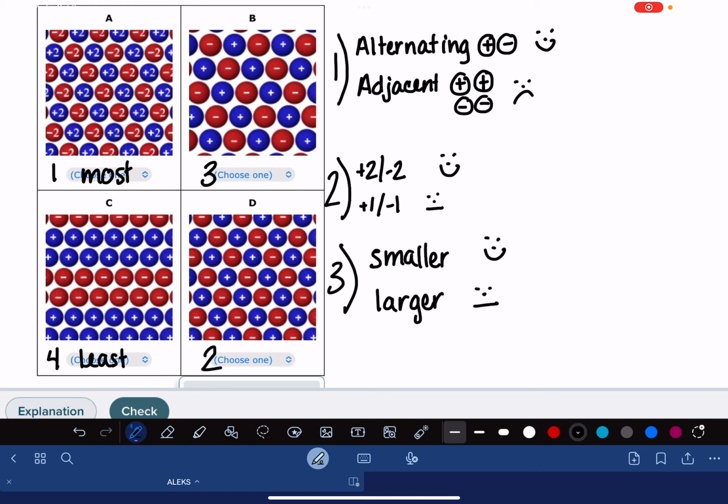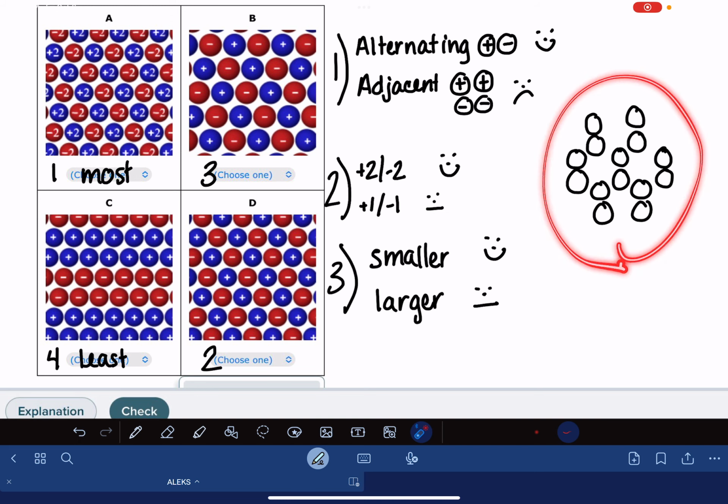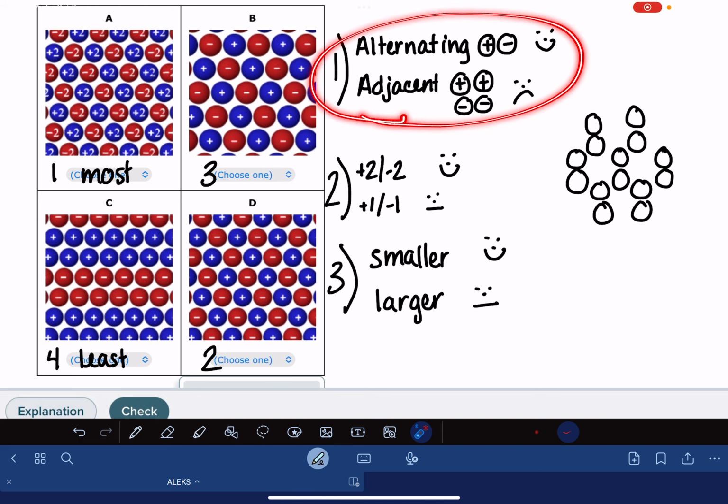I do want to let you know that some versions of the problems don't have the ions completely packed together, so they have kind of a staggered arrangement looking like that. I'm trying to make all these the same size. I'm not doing a great job. This one can be a little bit trickier to figure out when you're dealing with alternating versus adjacent. So this one is kind of weird with the alternating adjacent.